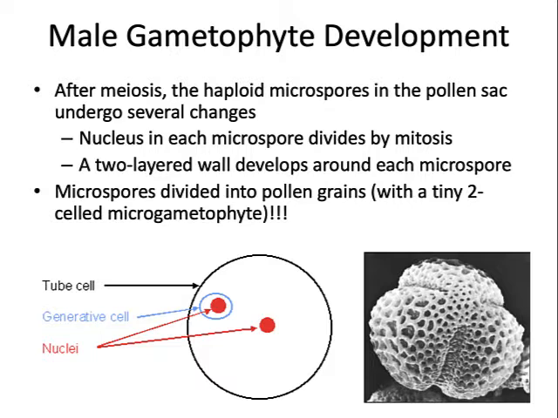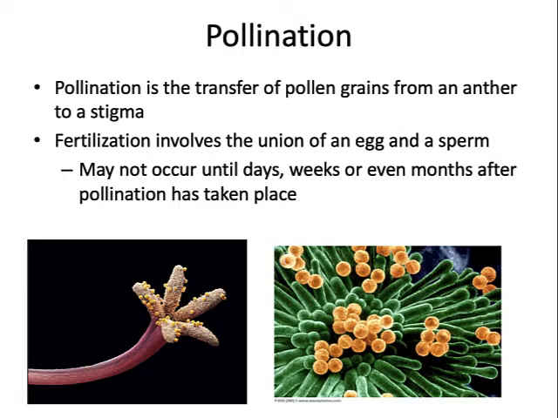Within this pollen grain, we find a tube cell which grows the actual pollen tube, and we have a generative cell which divides to form two sperm. So next up, we now understand how the mega and micro gametophyte are developing and play a role in forming our gametes. So now we have to transfer the sperm, which is found in the pollen, to the stigma so that it may develop and contribute those sperm nuclei to the egg.